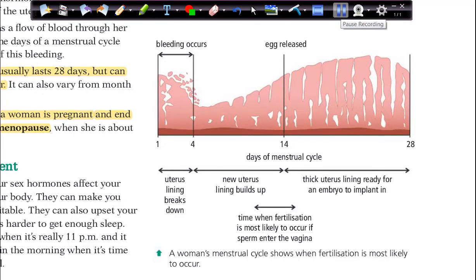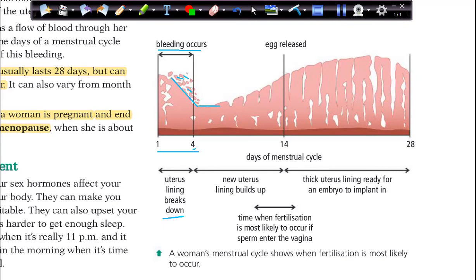So let's take a look at this diagram. This diagram shows the menstrual cycle, the days of the menstrual cycle, and the days of the period, all the cycle, and how it happens. So from day 1 to day 4, because we count the first day the uterus or the vagina starts to bleed as day 1. So from day 1 of bleeding until day 4, the uterus lining breaks down. These are the breaking down of the uterus, these spots that you can see here.